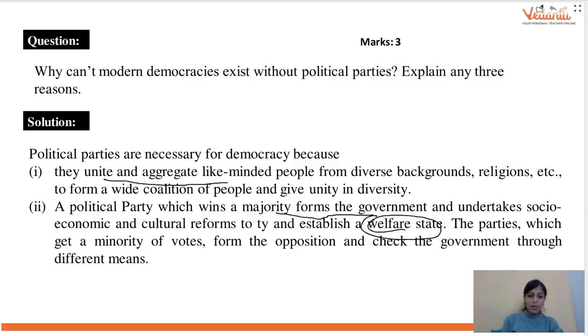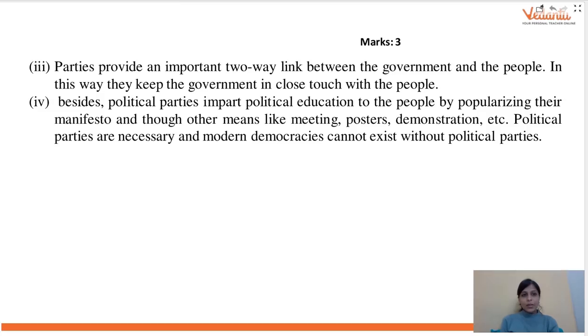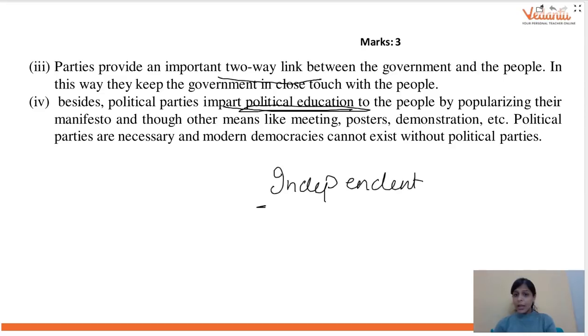So let's proceed on that note to the next question. Oh, we have two more points. Parties also provide a two-way link between the government and the people, and they impart political education to the people, popularizing their manifesto and stuff like that. But also please ensure that you talk about independent candidates and tell what is the issue, why we don't support independent candidates, and why it is important to have political parties.